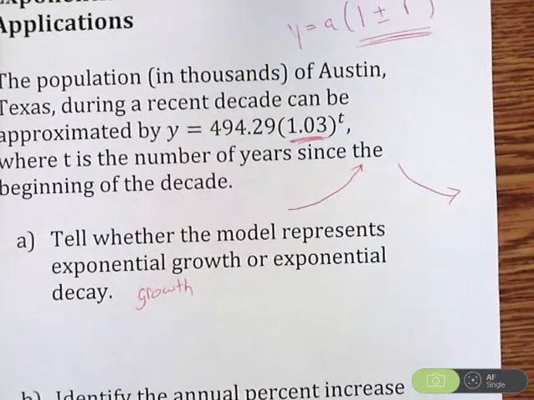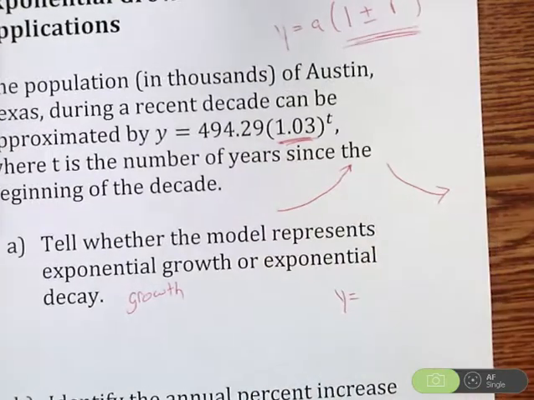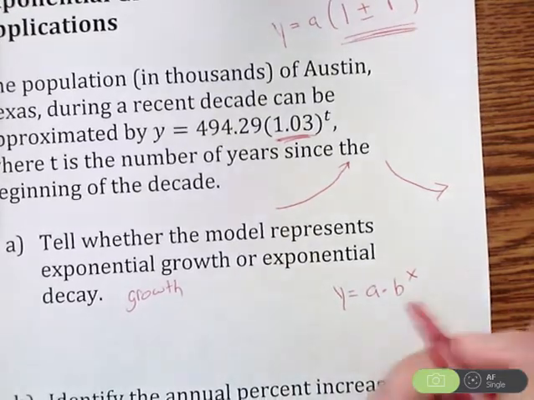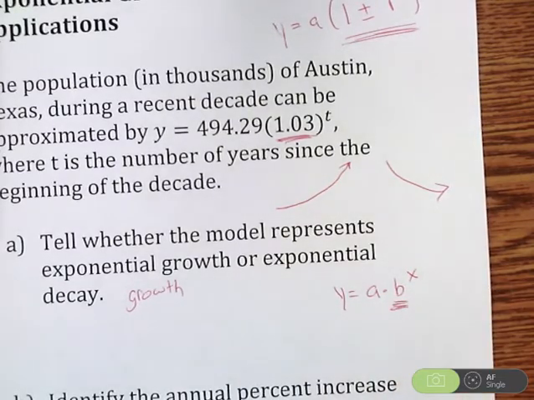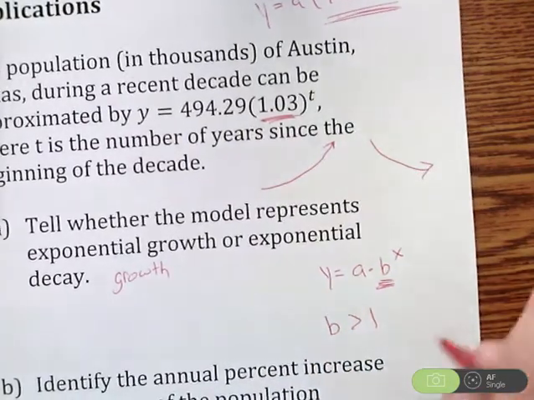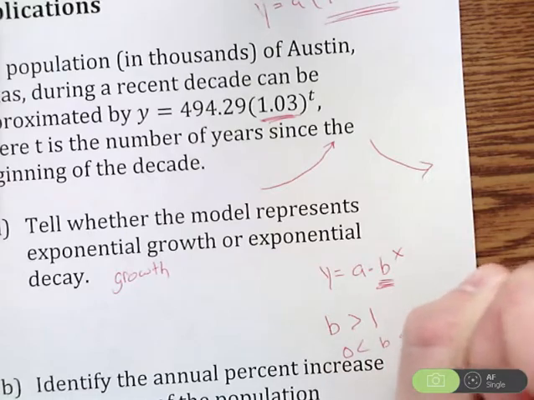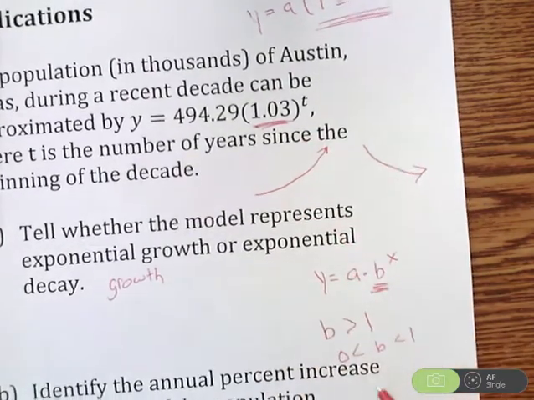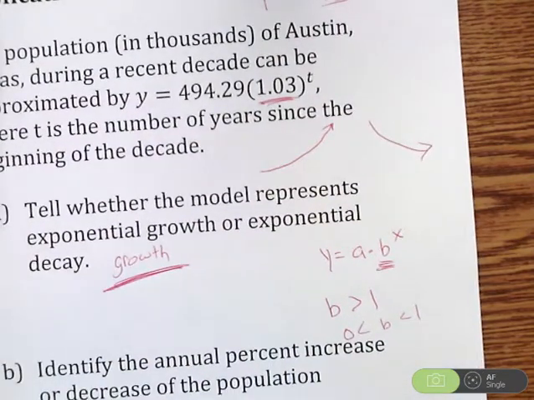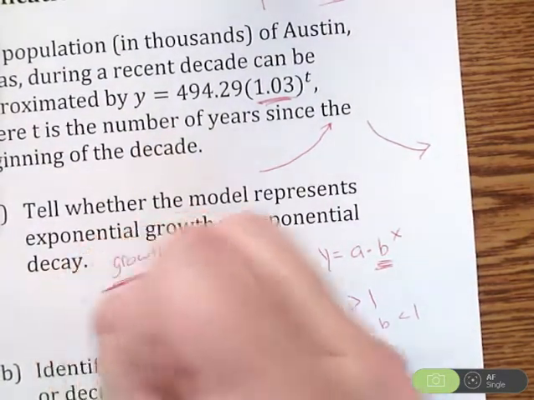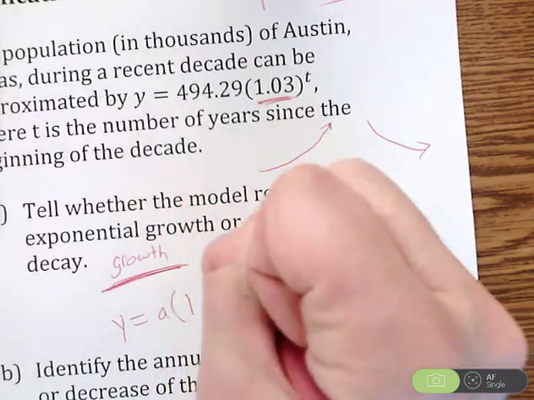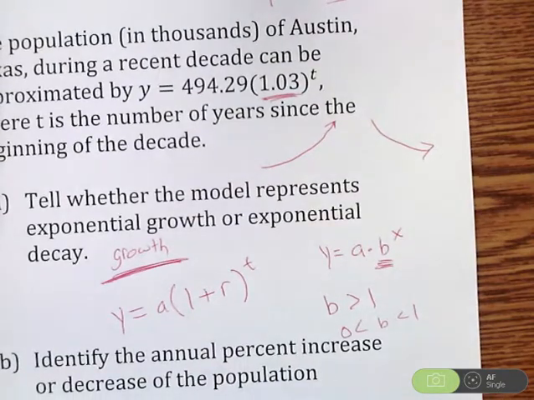One final way you can also tell is that this is very similar to the other exponential equation, y equals a times b to the x. And in the previous video, remember how I talked about that b, that's your growth or decay factor? If that's greater than 1, it's growth. If it's between 0 and 1, it's decay. So 1.03 being bigger than 1, that confirms that this is growth. So since it's growth, I know I'm dealing with y equals a times 1 plus r to the t. That's how I know for sure this is growth.